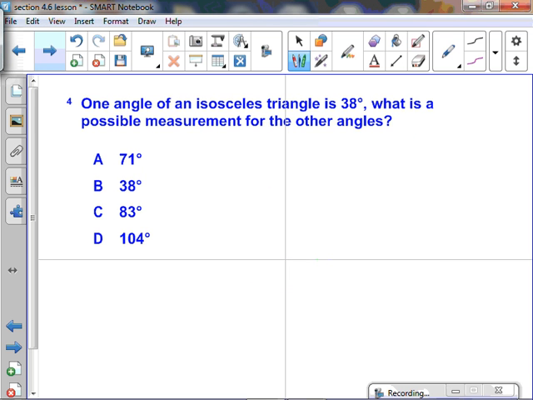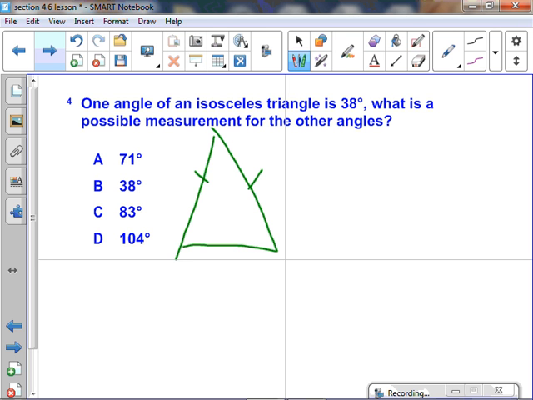One angle of an isosceles triangle is 38 degrees. What is the possible measurement for the other angles? This is a very confusing question. I left it in here on purpose because I want you guys to get in the habit, when you see a question like this, draw diagrams. They are your friends. Okay? We know that we have isosceles triangles. So let me draw one possibility that this could be.